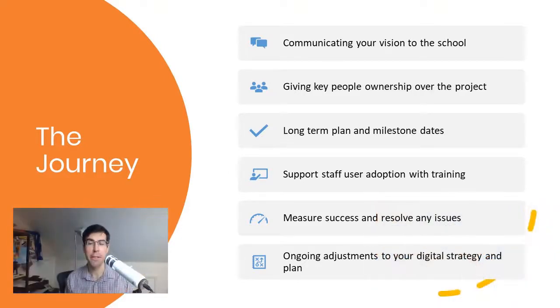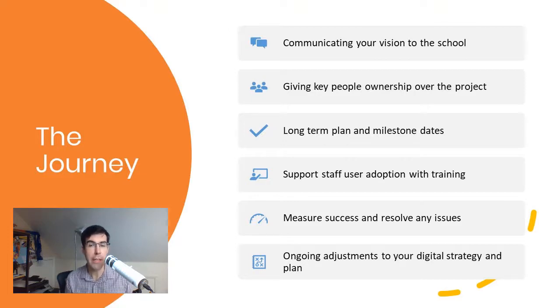So to start off, let's have a look at that journey and what it looks like in reality. This is a journey that we've planned out so that you get that good user adoption over the long term. And you'll see there's lots of different steps that you need to make sure that you follow so that you bring everybody on that journey with you to using the cloud.